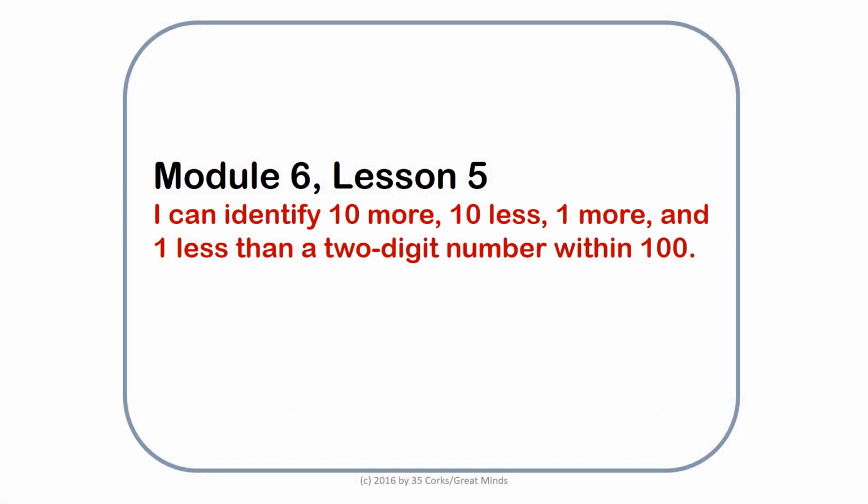Hi scholars, today we're doing Module 6, Lesson 5. Our objective is I can identify 10 more, 10 less, 1 more, and 1 less than a 2-digit number within 100. So we're working with those bigger numbers. You're going to see the arrow way like we've done before, our place value charts. It's going to be a lot of review, but just working with those bigger numbers today.